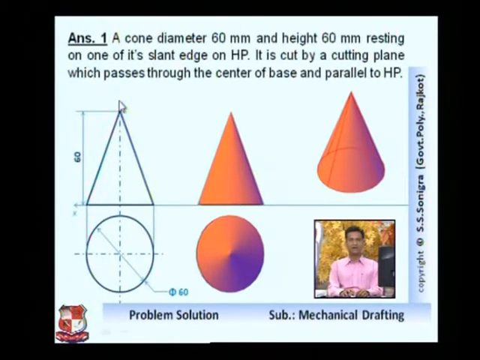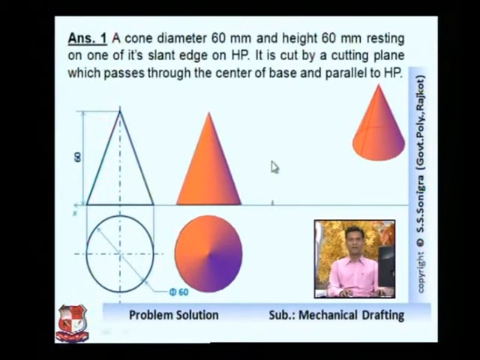So this cone has various slant edges. These slant edges are there. We have to draw a cutting plane in such a way that it passes through this midpoint and parallel to this slant edge. Suppose we consider this as a slant edge, we have to draw a cutting plane like this, and it is resting on a slant edge on HP. So we consider it rests on this slant edge.